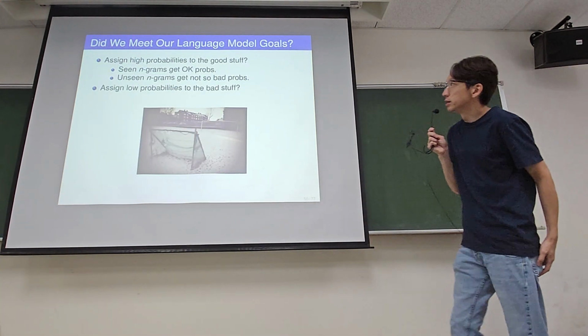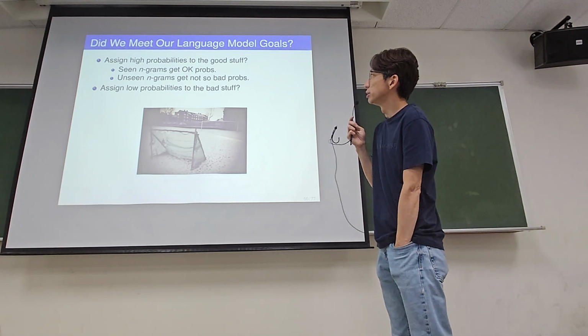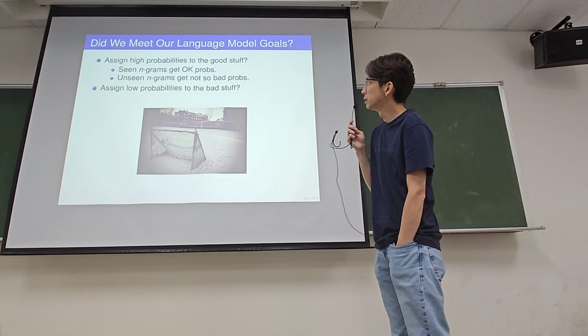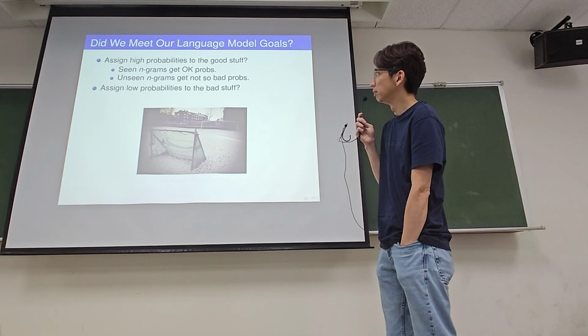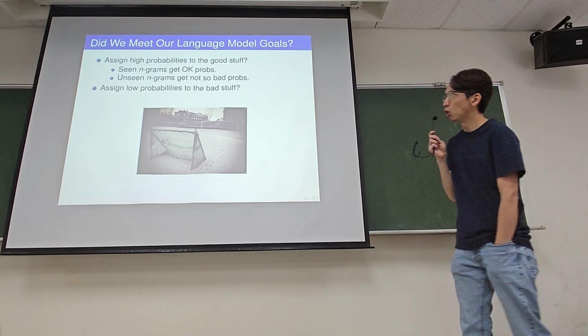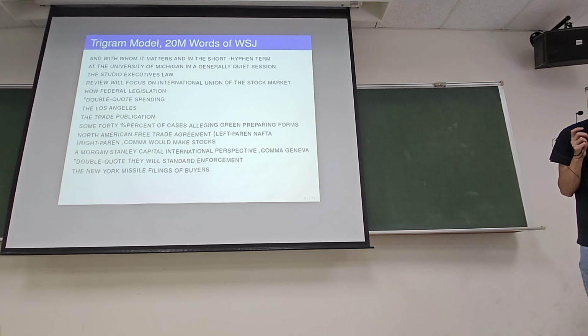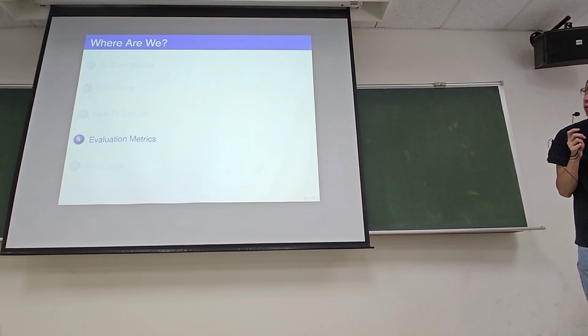Some of the last things I want to say. Assigning probability to the good stuff is what we really want to do. Seen n-grams have okay probability, unseen n-grams get not so good probabilities. So we basically assign low probability to the best stuff. Again, these are trigram models trained on 20 billion words of Wall Street Journal.